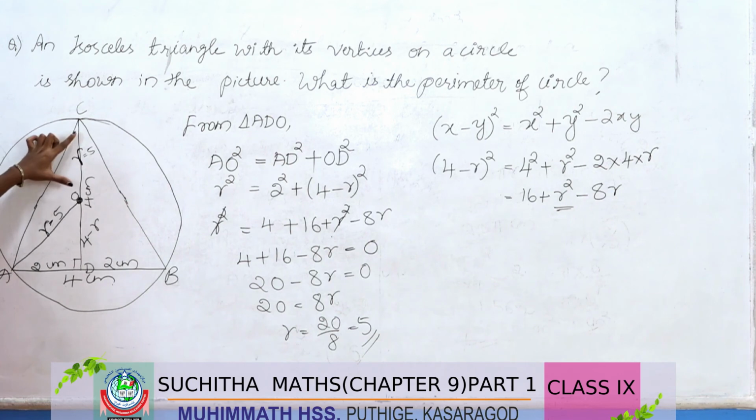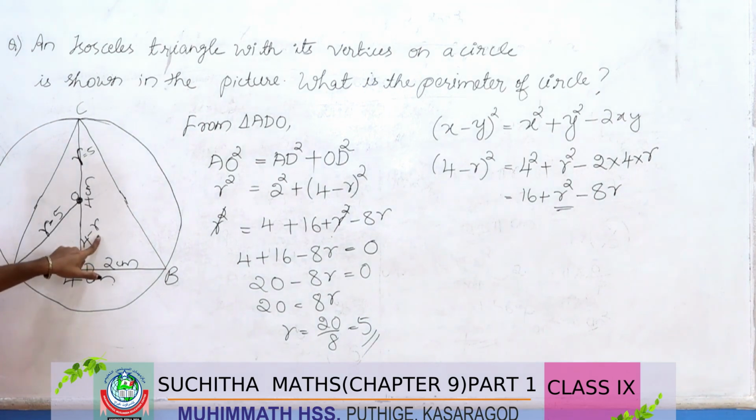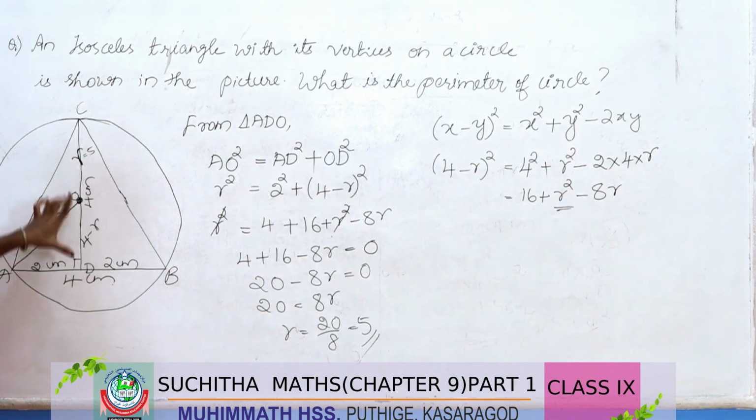So this length is also 5. This length is 4 minus r. 4 minus 5, that is minus 1. So 5 minus 1, the total length is 4 centimeter.